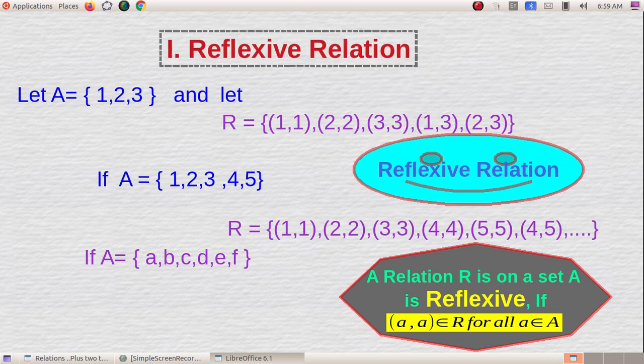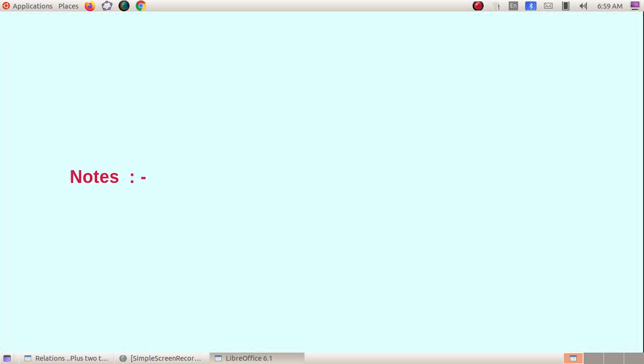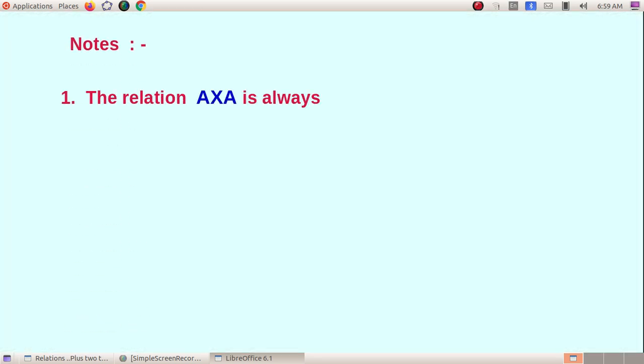Now we have learned what is a reflexive relation. Now let us write some notes. First note is this one. The relation A cross A, is it reflexive? Sure. Why? A cross A contains all the elements, therefore it contains all ordered pairs (a,a) for every a in A. Therefore the universal relation A cross A is always reflexive.